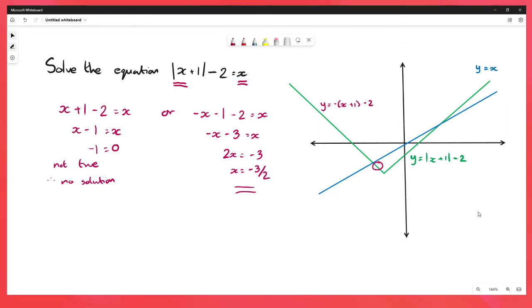So you do have to be careful, but usually if this is something that happens in the exam, they will tell you, or they will get you to draw one of the graphs first.